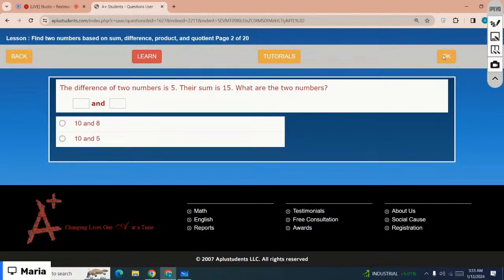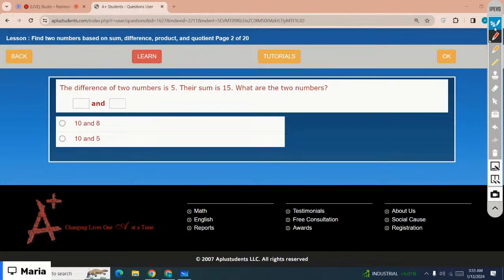So, which is the correct option? No one is answering. Okay, the correct option is the second one, right? 10 plus 5 makes 15, and when you subtract them, the answer is 5. So, the correct option is option number 2, right? 10 and 5 is the correct option. Very good.